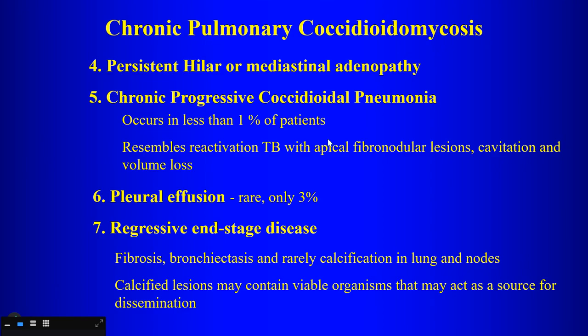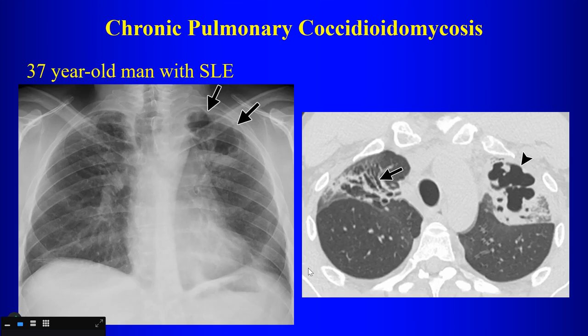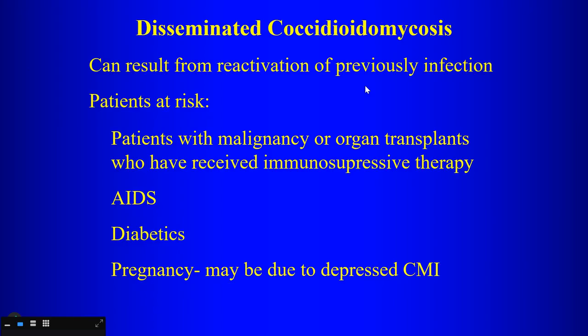And then with chronic infection, lymph nodes, pneumonia, effusions, end-stage disease can also occur in some patients. And then sometimes it can look like TB also, if it tends to affect the upper lobes. So this patient has immunosuppression with SLE, leads to those findings.